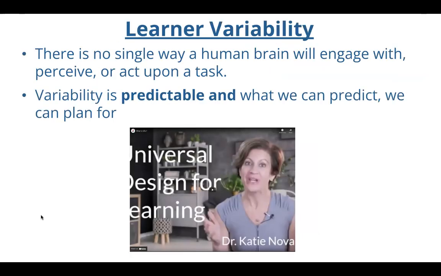You may be familiar with Katie Novak. I think we might have watched one of her videos previously. So we're going to watch, she gives a really great analogy with a buffet, but there's no single way a human brain will engage with, perceive, or act upon a task. And variability is predictable. What we can predict, we can plan for. So we're going to watch a quick video. If you have any thoughts or comments, go ahead and stick them in the chat.